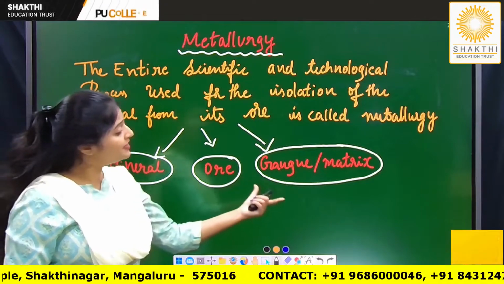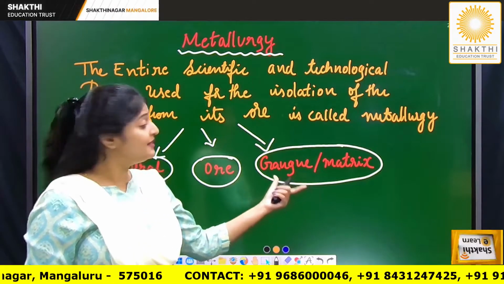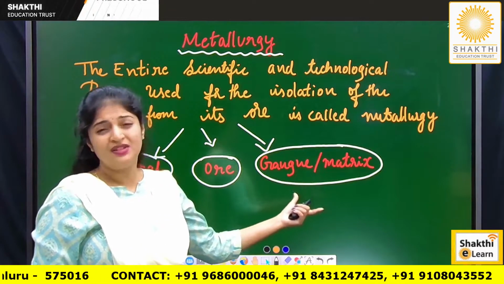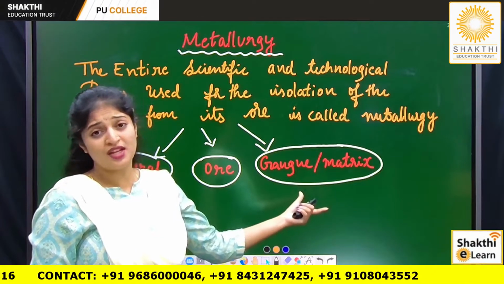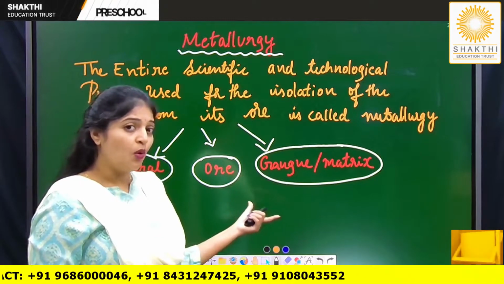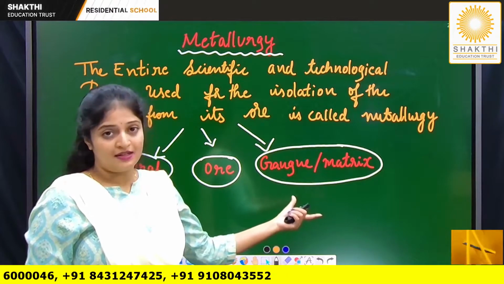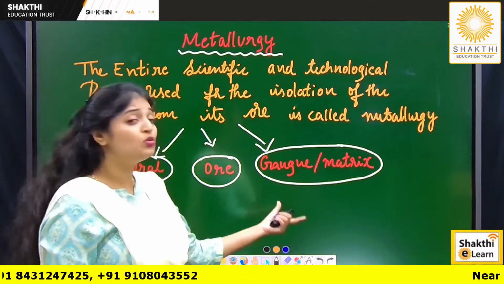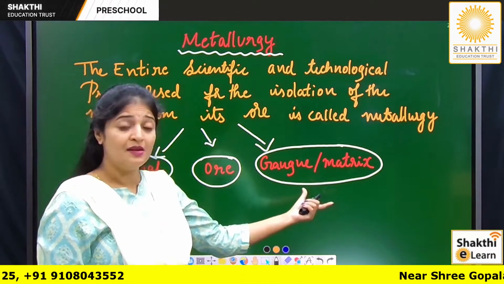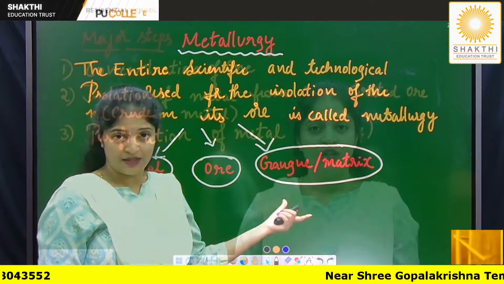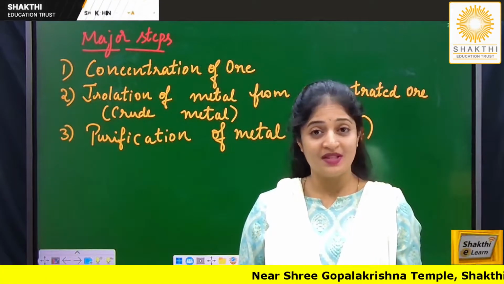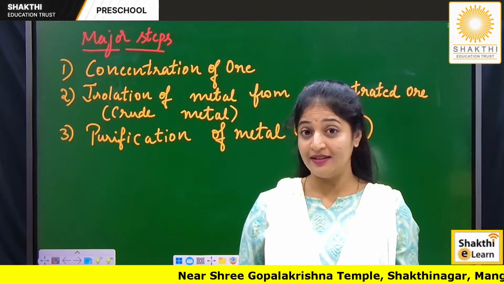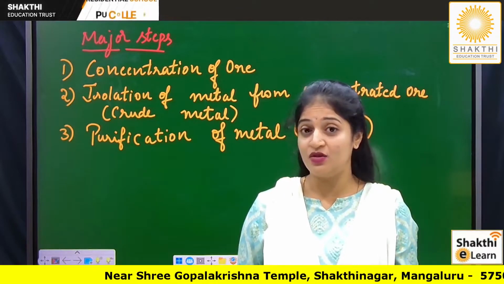Then what about gangue or matrix? The gangue or matrix are the impurities which are associated with the ore. We are looking for the pure metals at the end, so we need to remove this gangue and matrix by chemical treatment. Now, what are the major steps that have to be involved to get the final product of our interest, that is, a metal?